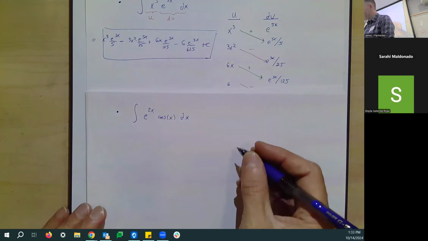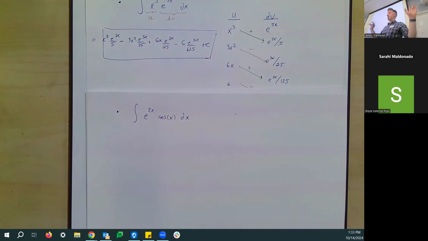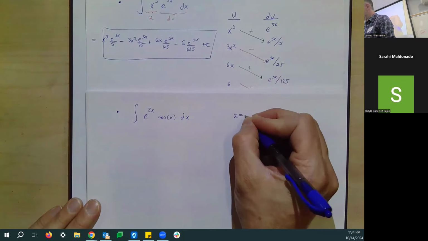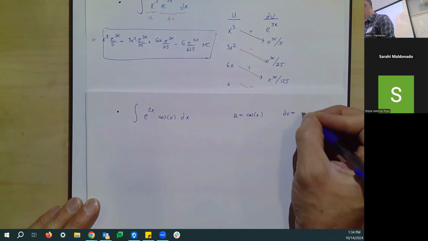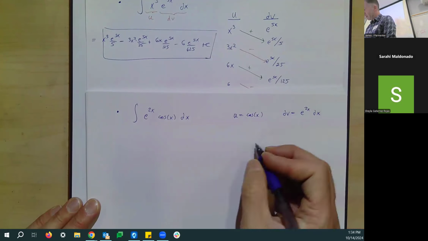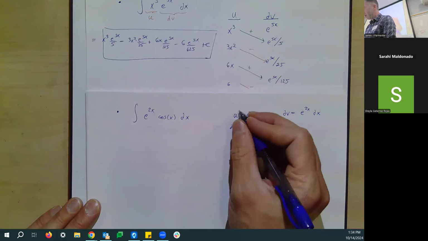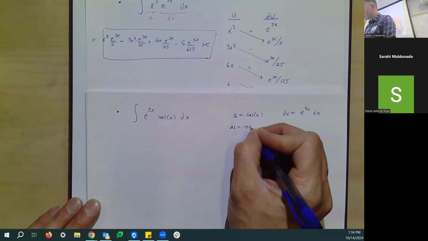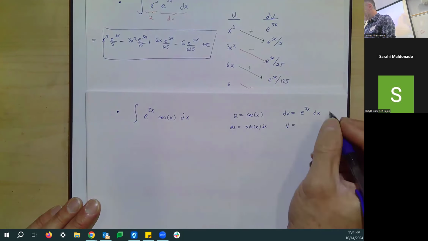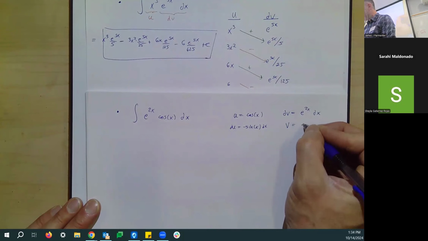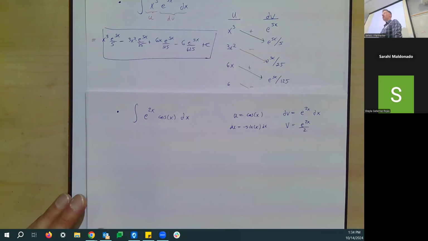So I'm not doing tabular here, right? This is not a tabular one. I don't have x to a power. So I'm going to pick my u equal to cosine of x, my dv equal to e to the 2x dx. My du, the derivative of cosine, is negative sine of x times dx. My v is the antiderivative of e to the 2x, which is e to the 2x divided by 2. Plug that all into our integration by parts formula.